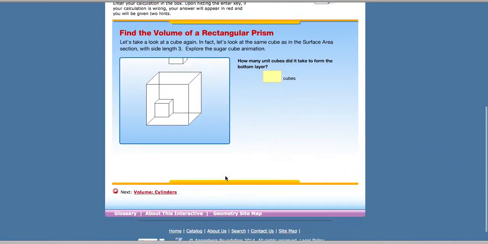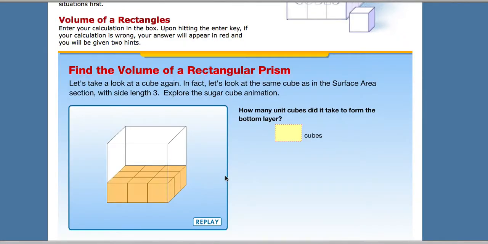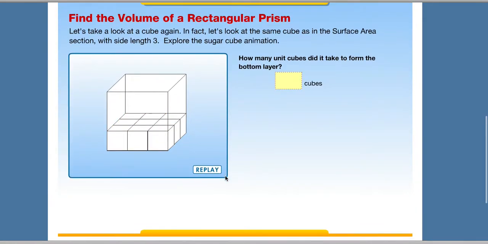So we're back here. We want to find the volume of this rectangular prism. Let's make this bigger. So let's take a look at this cube again, the same cube in the surface area section. We haven't learned surface area yet; surface area will be the next chapter. So this is a three-dimensional figure, and that's a cube. Let's answer the questions that follow.